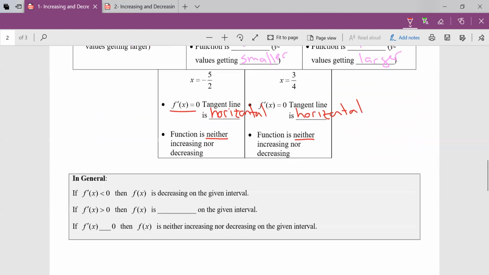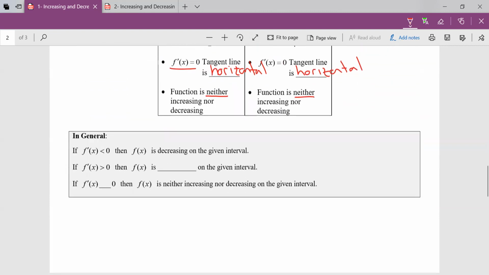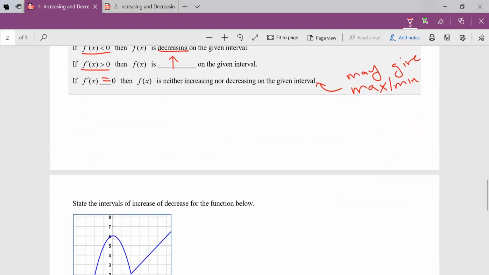Visually, when I'm looking at a graph, finding the increasing and decreasing is easy. In general, if the derivative is less than 0 on an interval, the function is decreasing. If the derivative is greater than 0, then the original function is increasing. And if the derivative is equal to 0, that means the function is neither increasing nor decreasing. Now, this may give us a max or a min. We'll talk a little bit more about that in the next video. But for now, that's how I want you to think of these things.